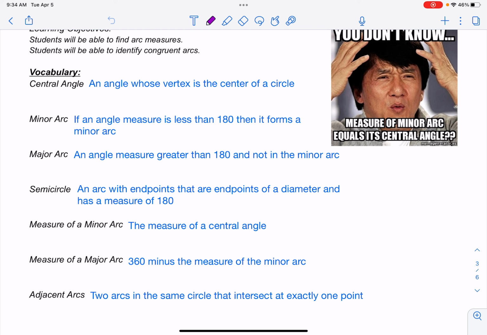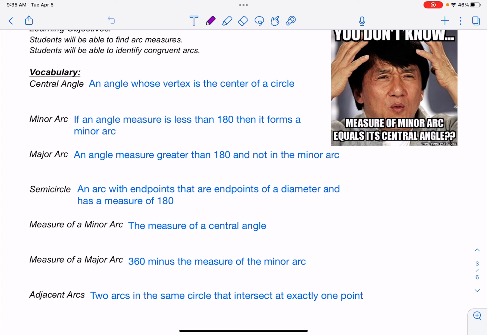A minor arc: to define an angle that kind of defines a minor arc, it says if an angle measure is less than 180 degrees, then it forms a minor arc. And then on the flip side, a major arc is an angle measure greater than 180 degrees, and it is not the minor arc, so it is two separate things. A semicircle we should be semi-familiar with. So this is an arc with endpoints that are actually the endpoints of a diameter, and this has a measure of 180 degrees.